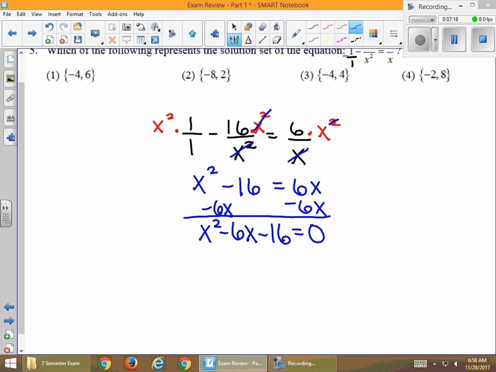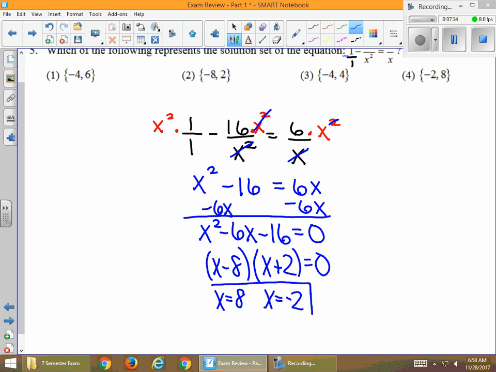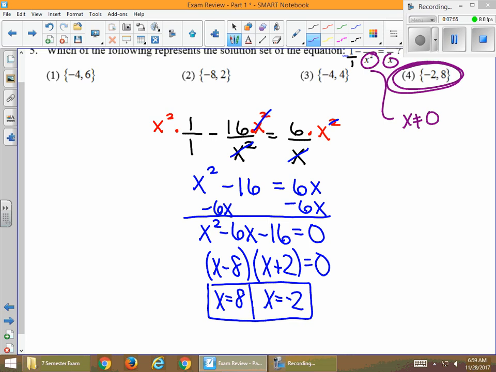Multiply to negative 16, add to negative 6. It's going to be negative 8 and positive 2. Which means our solutions that we need to evaluate are x equals 8 and x equals negative 2. When I look back at my original equation, all I have are x's in the denominator, which means here our excluded value is x cannot equal 0. That's where your asymptote would be for this one. So negative 2 and positive 8 are perfect solutions.